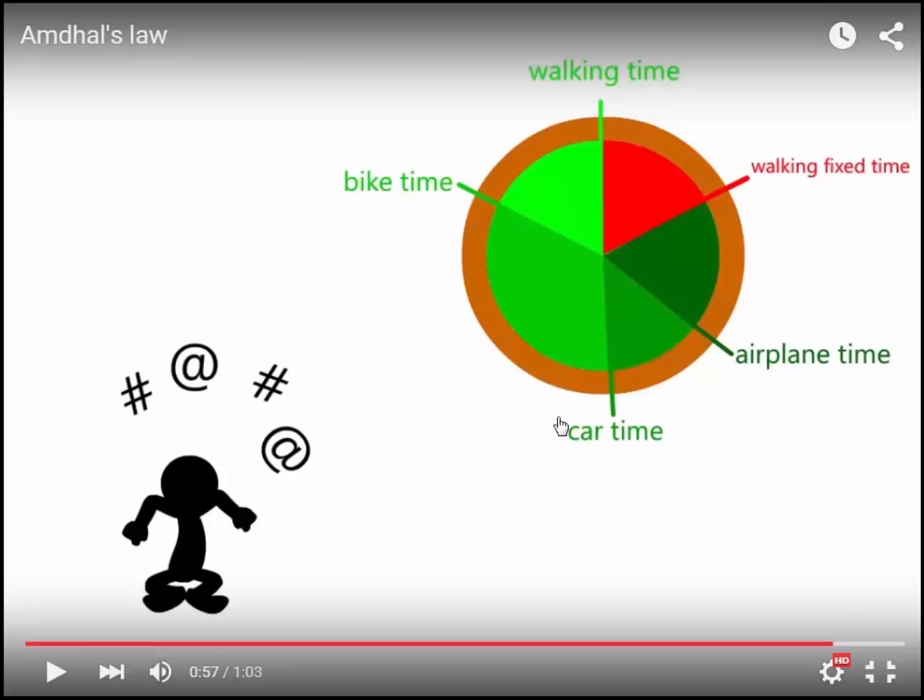Turns out to be 1 over this time. We're going to solve that. That's Amdahl's law. So Amdahl's law says there's some component that doesn't change, and we're changing some other things.